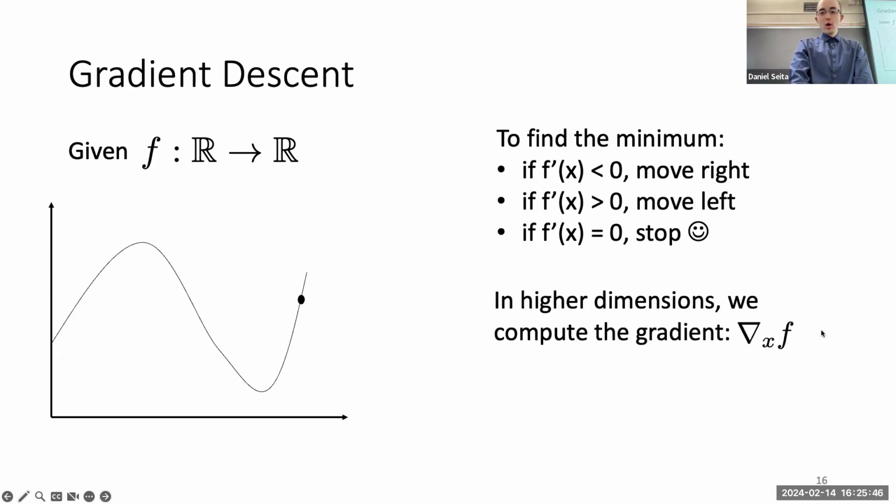Yeah. So basically the idea is that in higher dimensions, you compute the gradient instead of the derivative. But the same principle applies: you find the gradient point in the direction of maximum decrease in the function value, then you repeatedly apply that until you end up stopping.